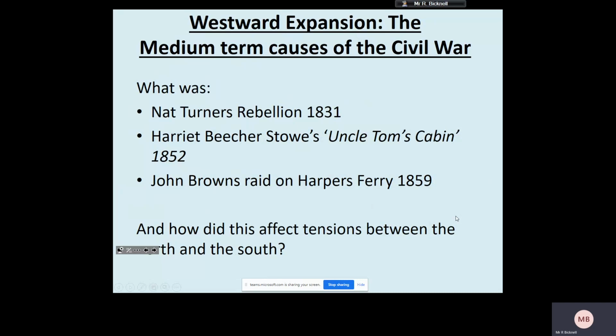Harriet Beecher Stowe's Uncle Tom's Cabin. It was a book all about slavery and the horrors of slavery. It became a bestseller in the United States. So that means lots of people read it. And when they read it, what attitude or opinion did they have about slavery? Yeah, it was bad. They developed a negative attitude towards slavery.